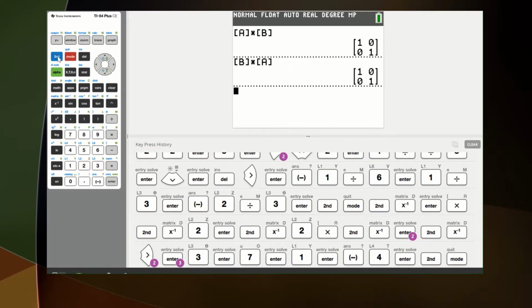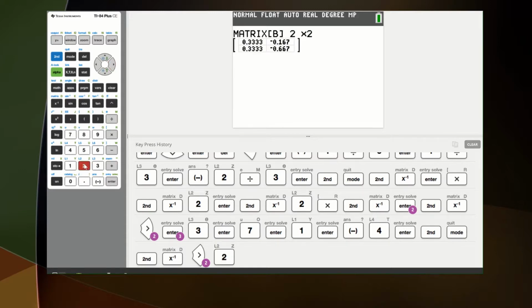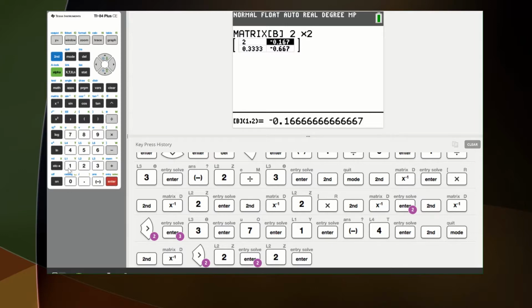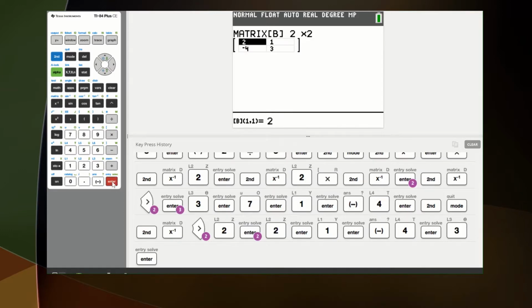So let's quit, and then we're going back into matrix, and we're going to edit matrix B, because I just want to find the inverses all at one time. Again, I got a 2 by 2, and this one is 2, 1, and then -4, 3. All right, so I have 2, 1, -4, 3. Okay, so I got those built.